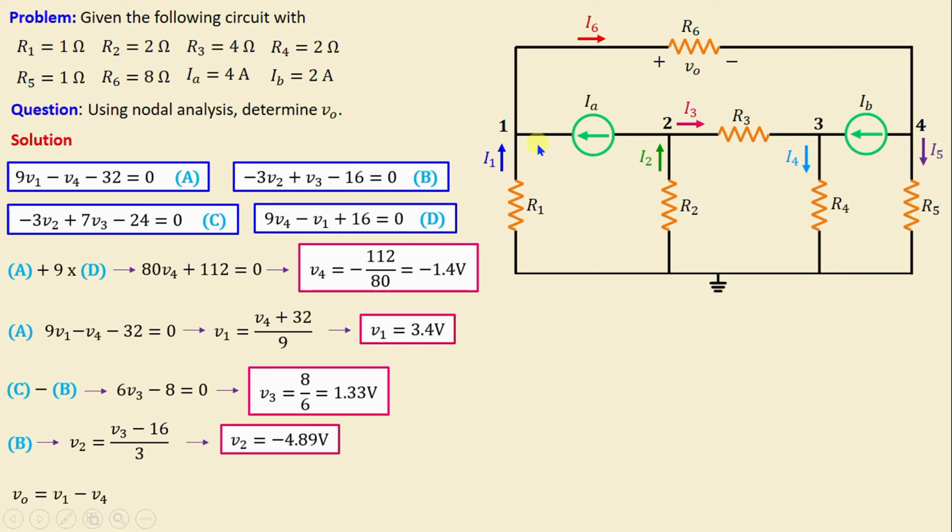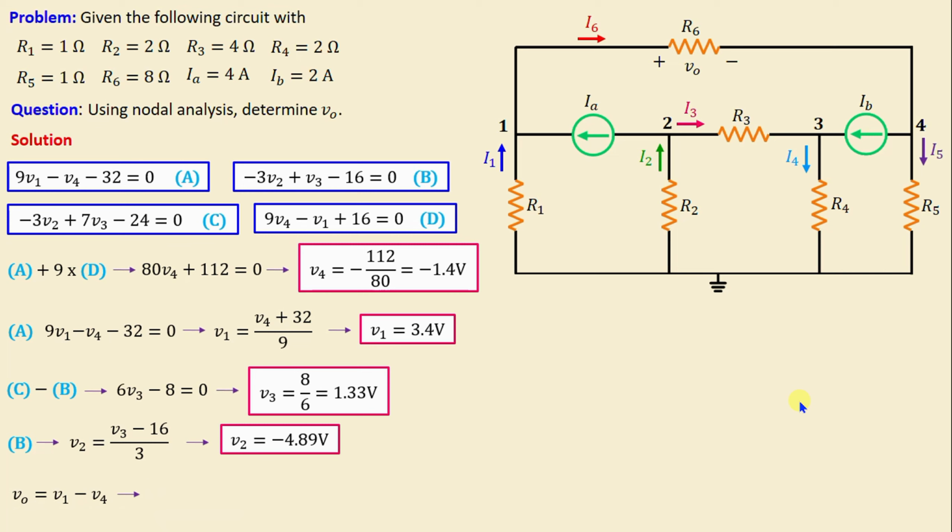And from here, we know that VO is equal to V1 minus V4. And if we replace V1 and V4 with their numerical values, we obtain VO is equal to 4.8 volt. After completing the calculations, we conduct a simulation using SPICE to verify our results. Now let's proceed to the SPICE environment.